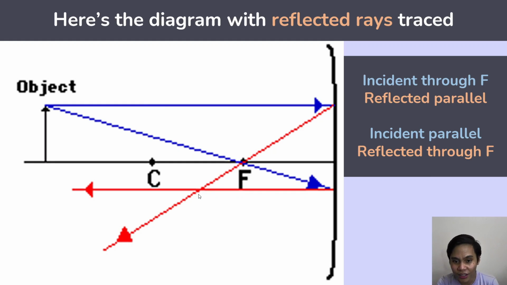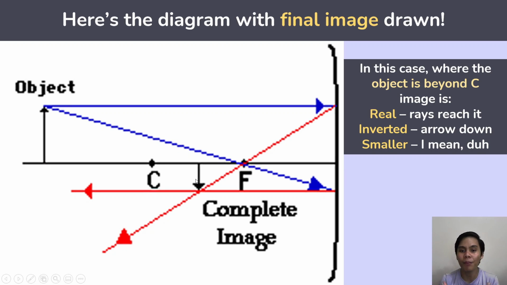And because of that, there's an intersection where the reflected rays go through. So that intersection will be the new tip of your final image. The base of your final image will be coming from the principal axis, and then it'll extend all the way to the intersection of your reflected rays.